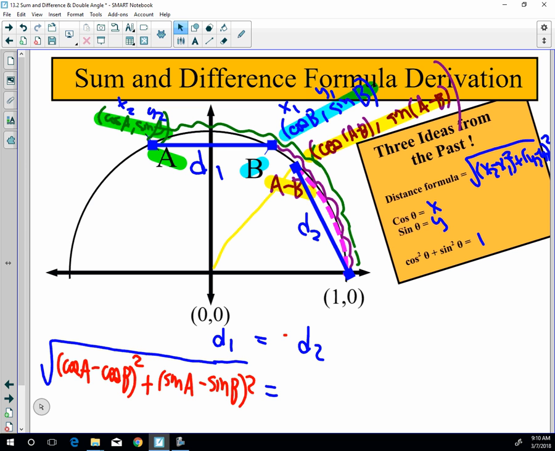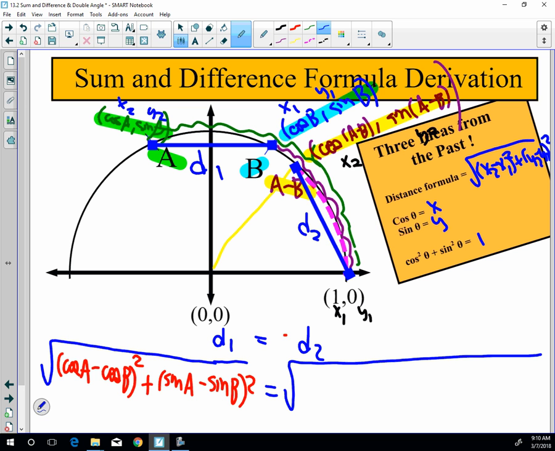now I'm going to do this one over here. I'm going to use black here. This is going to be x2, and this is x1. Here's y2, and this is y1. So this is going to also be a long square root. And then we're going to go x2, which is the cosine of A minus B, minus 1, quantity squared. And then the other one is going to be this one up here, sine A minus B, minus 0 squared.